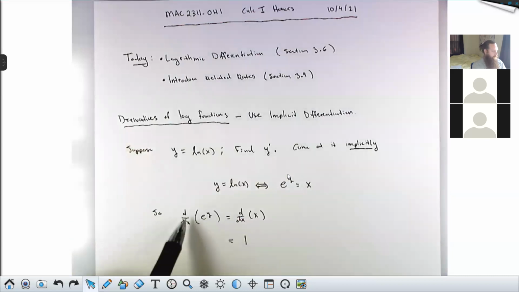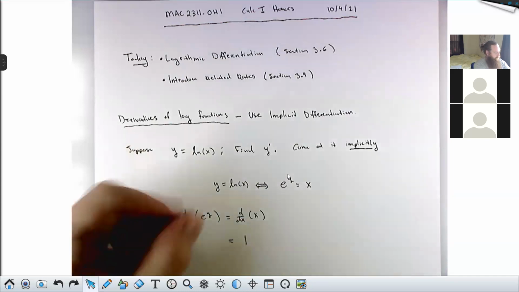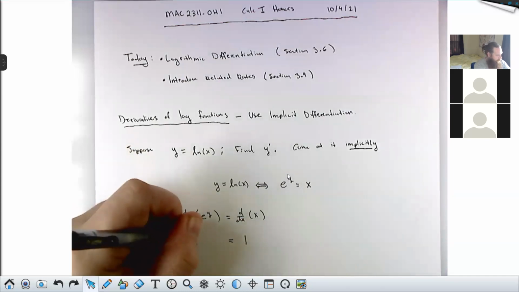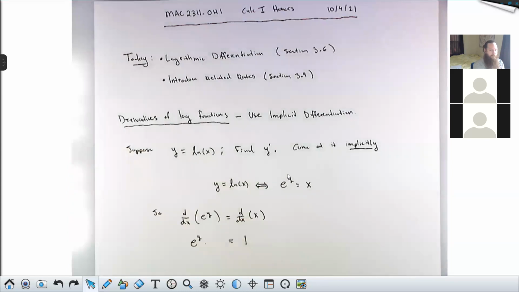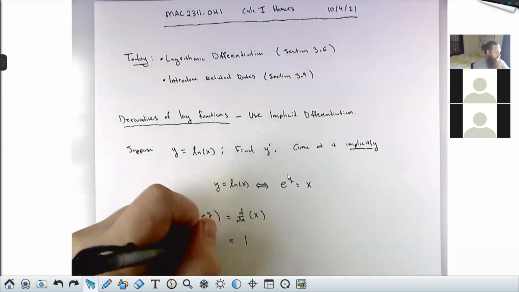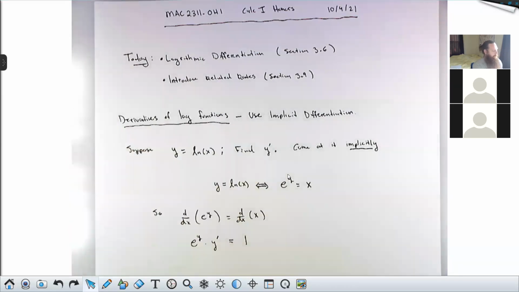On the left-hand side, the derivative d/dx of e to the y is what? Well, this is where I'm going to use my implicit differentiation. Remember, it's like the chain rule. y is just secretly a function of x. So when I differentiate e to the y, I'll get e to the y back. And then I multiply by the derivative of the inside. The derivative of y is y prime. And the thing I want is y prime, right? y prime is the derivative of ln x because y is ln x.